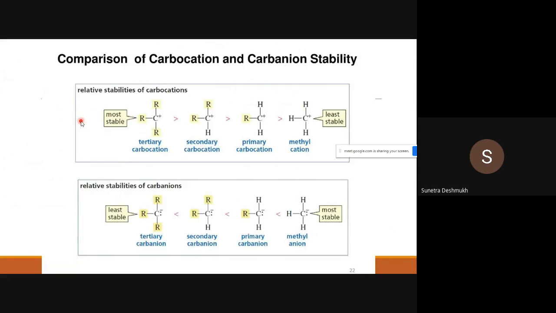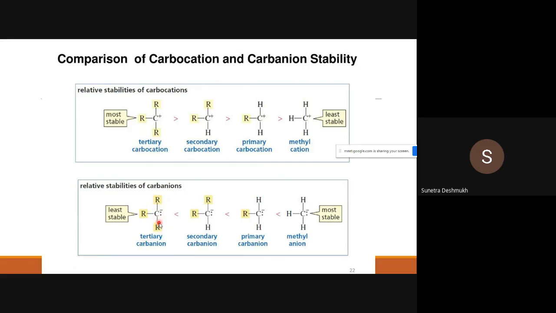Now next, as we have compared carbocation and carbanion, here also we will compare the stability of the carbocation and carbanion with electron donating groups, the plus I effect. Here also the effect is reverse in case of carbocation and carbanion. If electron donating groups are present, then the tertiary carbocation is the most stable. And if electron donating plus I effect groups are present on the carbanion, then this carbanion is the least stable.